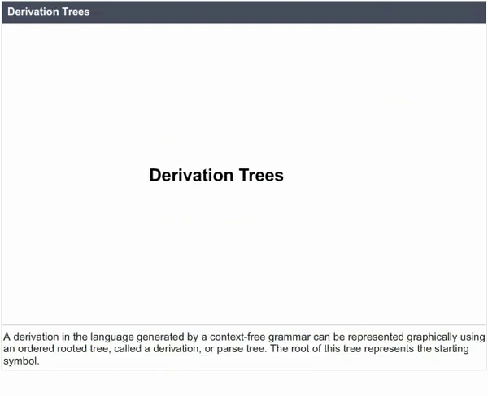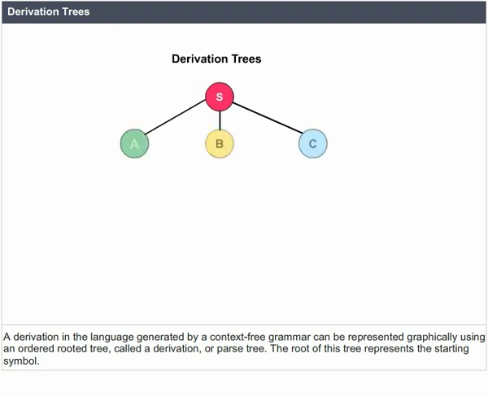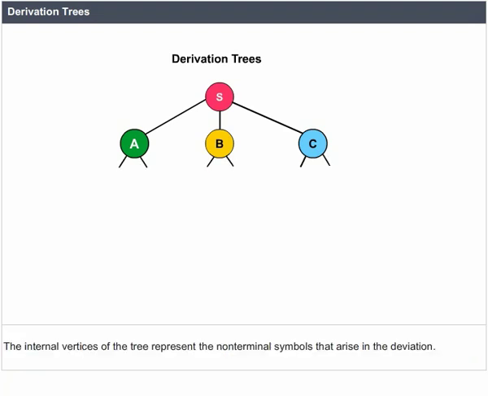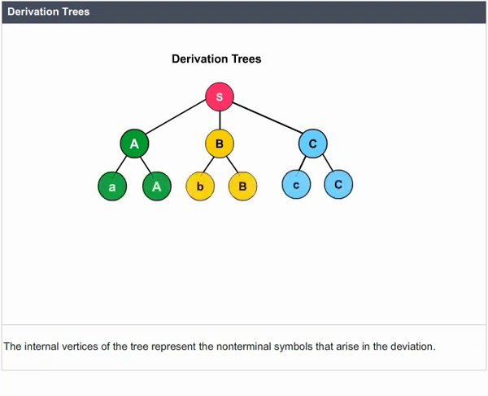Derivation trees. A derivation in the language generated by a context-free grammar can be represented graphically using an ordered rooted tree called a derivation or phrase tree. The root of this tree represents the starting symbol. The internal vertices of the tree represent the non-terminal symbols that arise in the derivation.